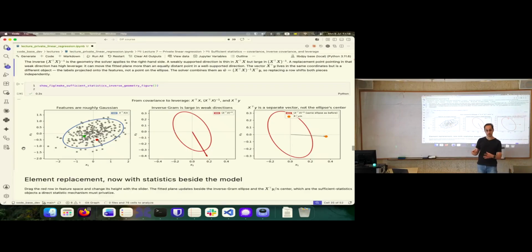And then there's also x transpose y, which is like a point, a center. I'm not sure how to draw it, but in a way there are two quantities. There's the ellipsoid, which shows which direction it looks in and how oblique it is. And then there's where the center is, that is the vector x transpose y. When we change one element, we change this somewhat, and this location somewhat. We add the noise.